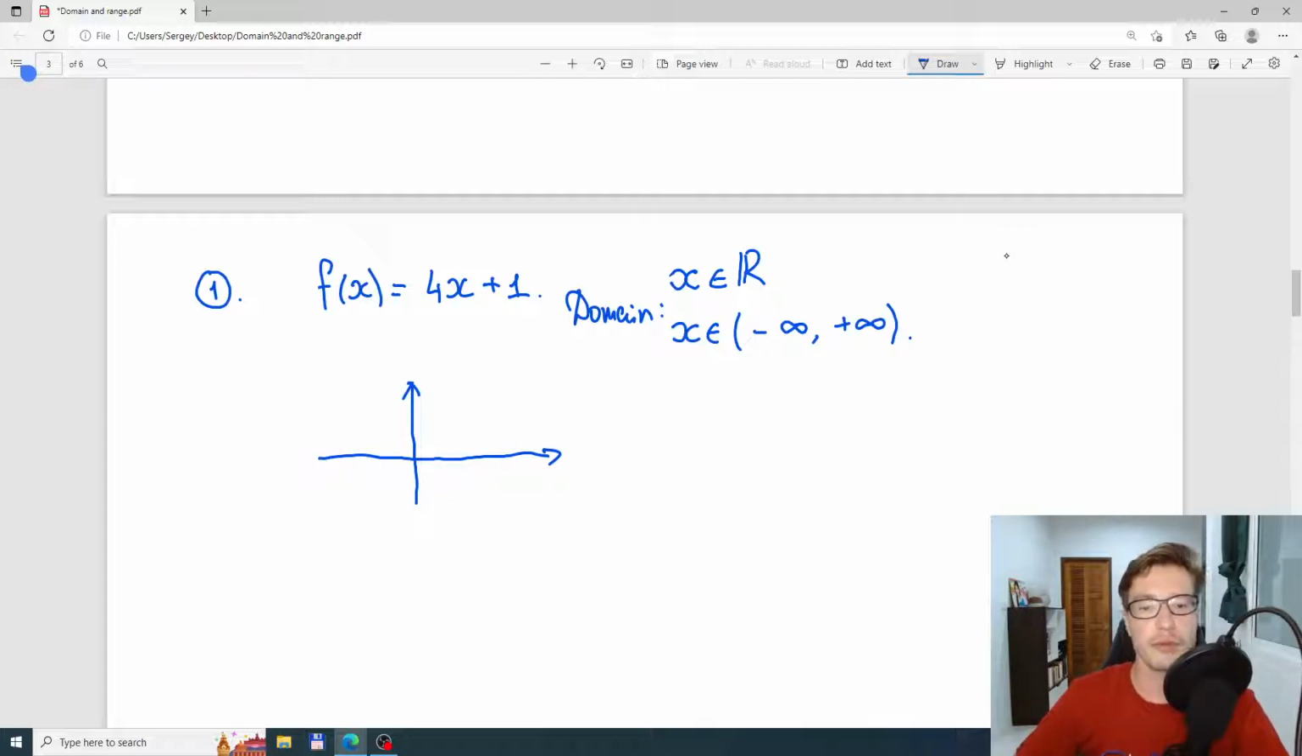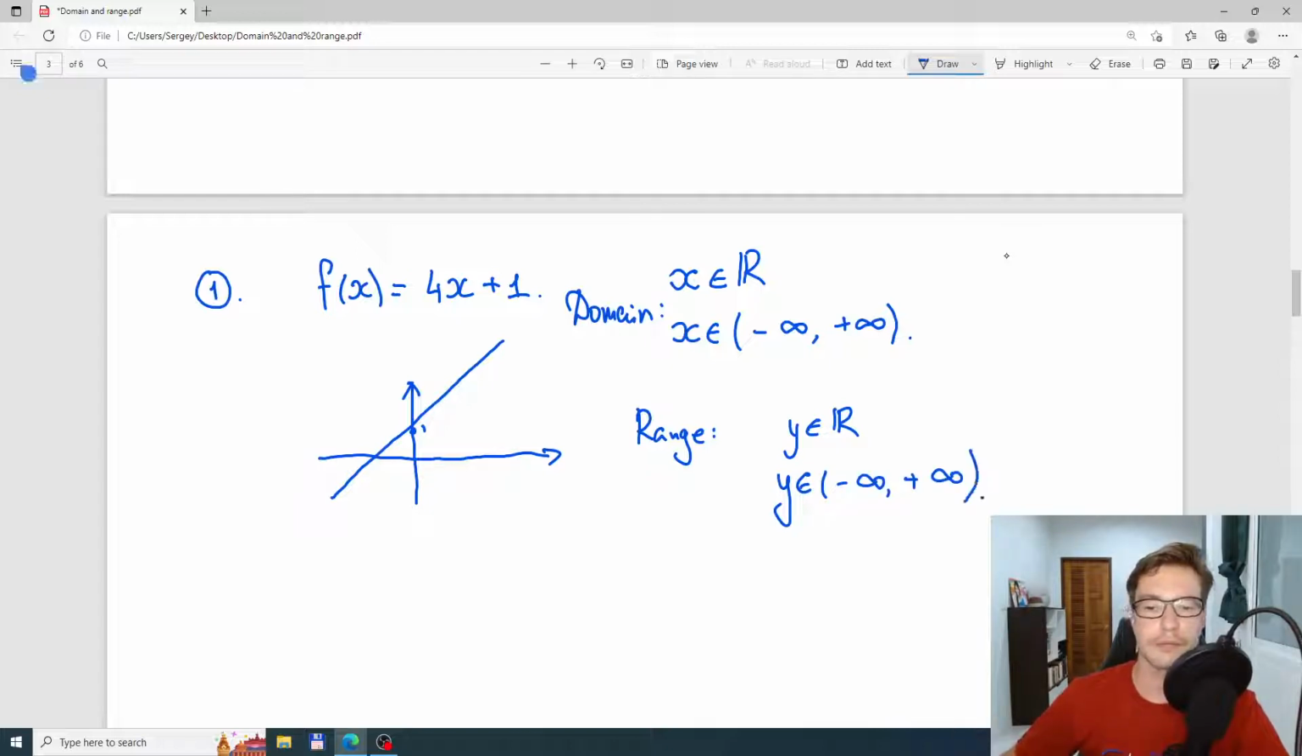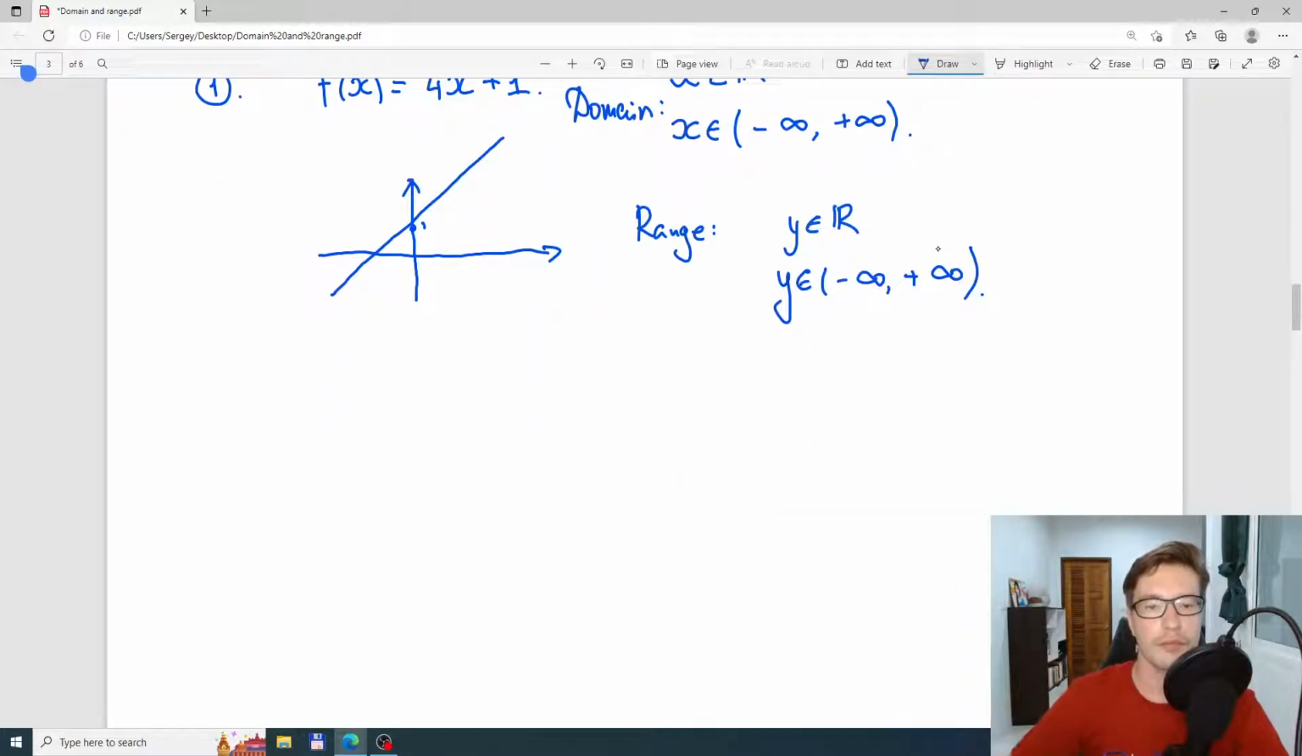Let's substitute x equals 0. y is going to be 1. And it goes like this. Also, the output value could be any number. So the range would be y is any real number. Or you could write it like this, from minus infinity to positive infinity. Okay, second example. Quadratic.